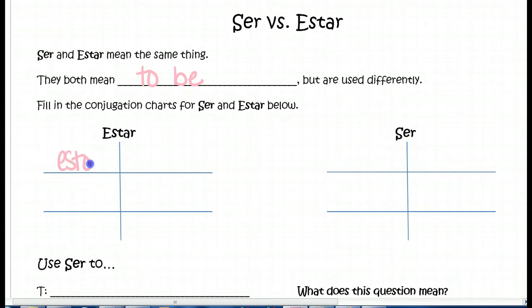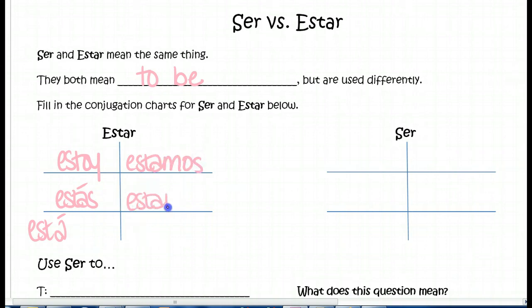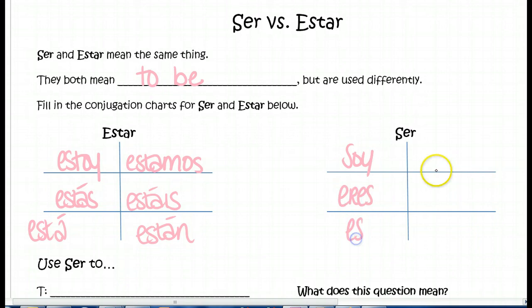We have estar, which is estoy, estás, está, estamos, estáis, and están. And then we have the verb ser, whose conjugations are soy, eres, es, somos, sois, and son. And this verb should bring back some good memories for you. This was the first verb that you learned how to conjugate.